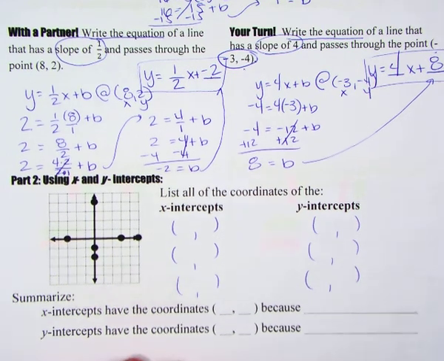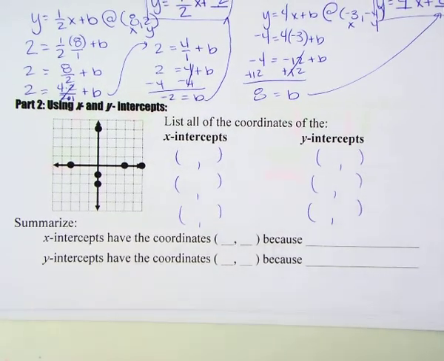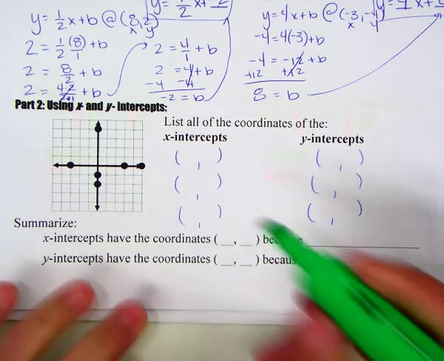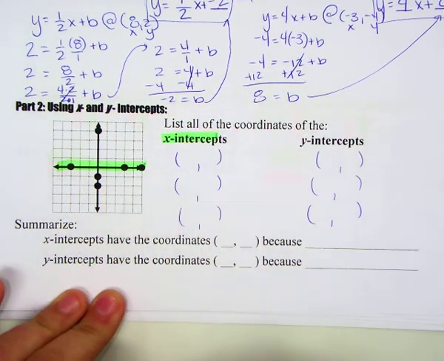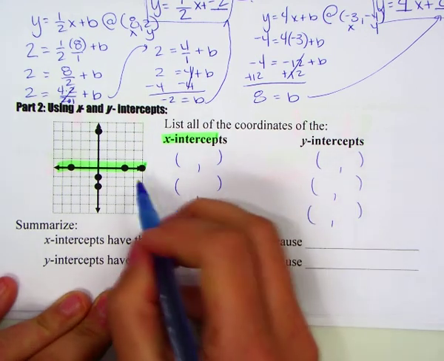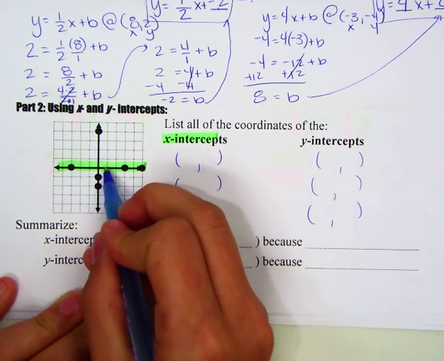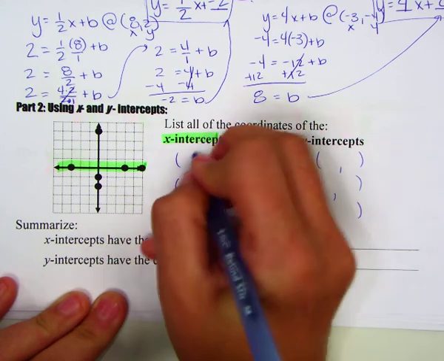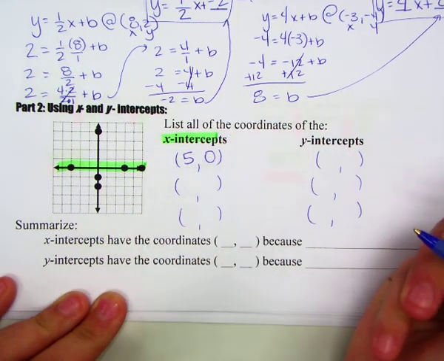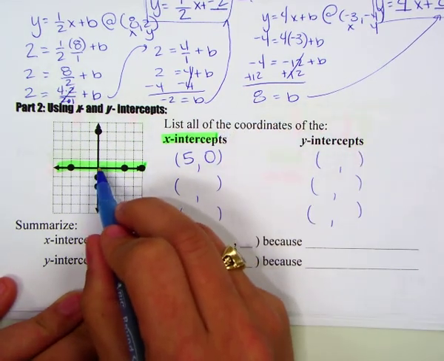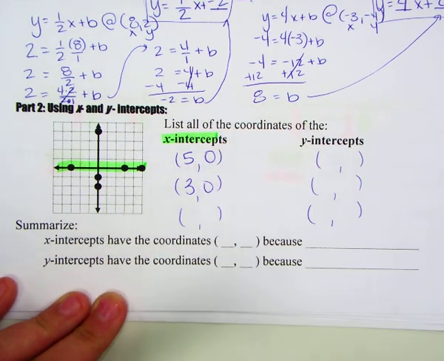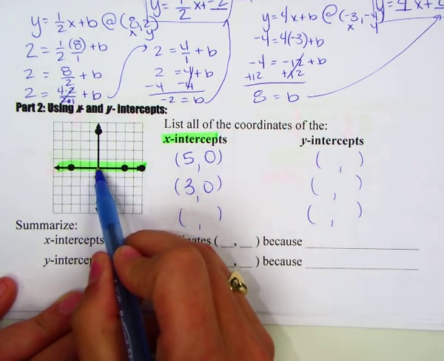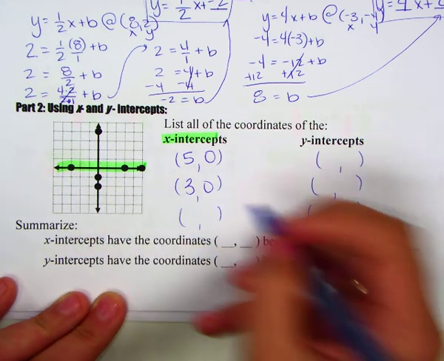So really quickly, before we do these next 2 examples, let's talk about x and y-intercepts really quick. X-intercepts are points that intercept the x-axis, which is this one here. This point over here, we start at the origin, we go right 5 units and up 0, so that's (5, 0). This one, right 3, up 0. This one is left 3, up 0.